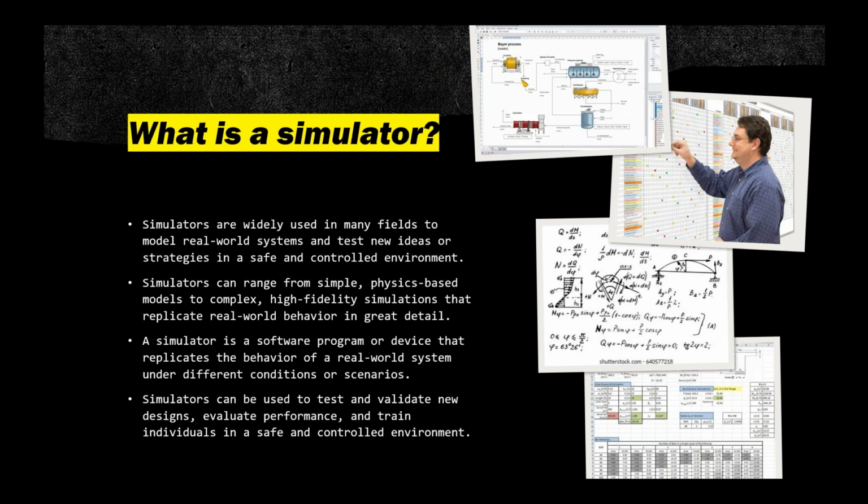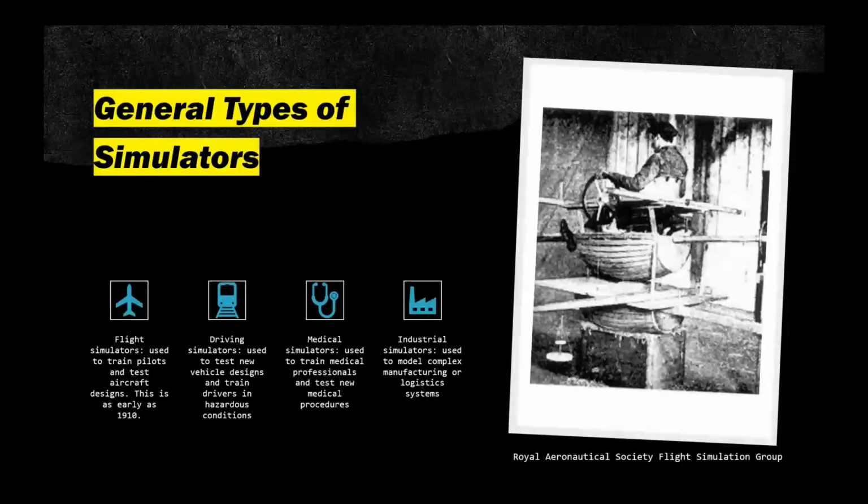Now, if you look at the history of the simulator, the earliest physical simulator in history, as reported by the Royal Aeronautical Society Flight Simulation Group, is from 1910. This is a flight simulator that was used during preparation for the World War. They trained their pilots using this physical simulator. They used it to train pilots and test aircraft design as early as the beginning of the 1900s.